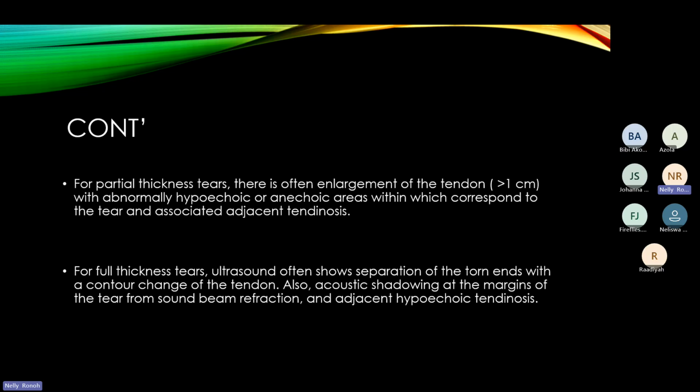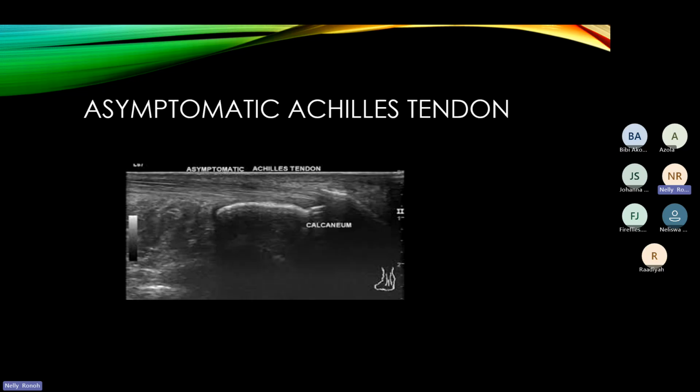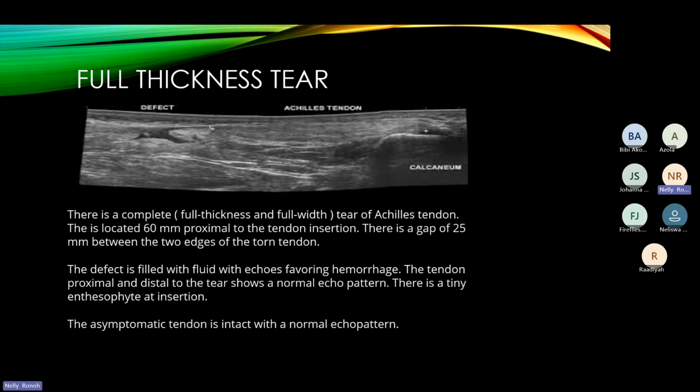Then you can see from this image, we have the asymptomatic Achilles tendon. This is a normal one. You can see it has the normal fibrillar pattern. This is the calcaneal insertion. It has that fibrillar pattern there. But then in the next image, you can see that there is some discontinuity at this point, but at this point the tendon is still preserved.